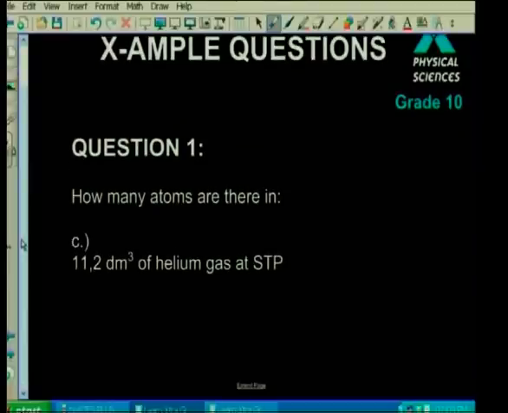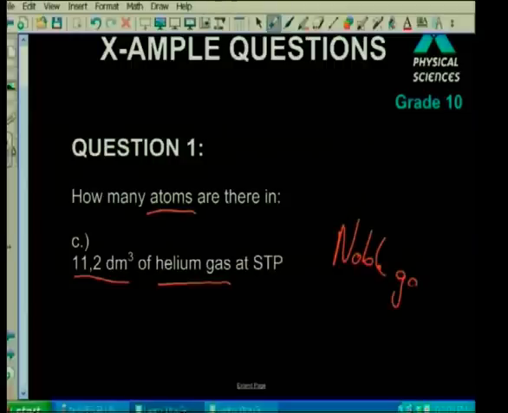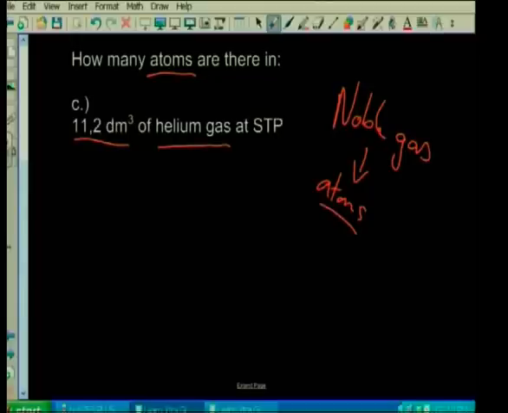Here we're given another scenario. We're asked about the number of atoms present in a particular volume of helium gas. Now, you need to remember that helium is a noble gas that just consists of atoms, so we don't have any tricks at this stage. I'll show you some tricks just now.